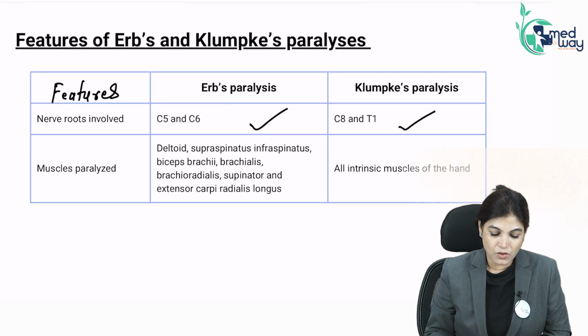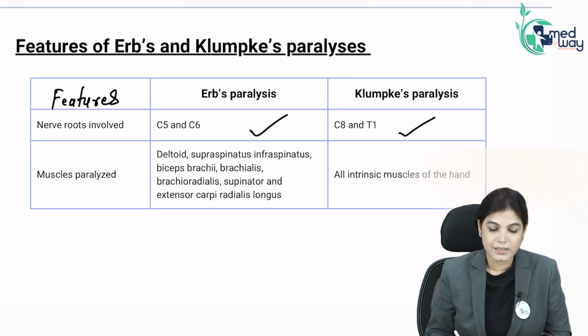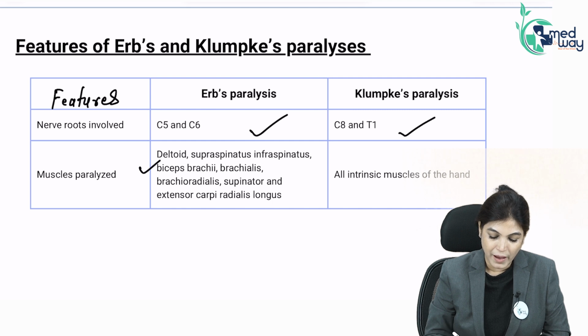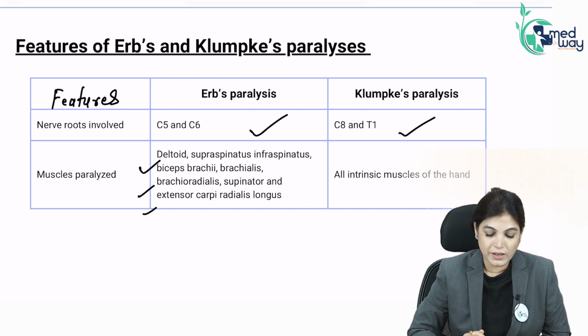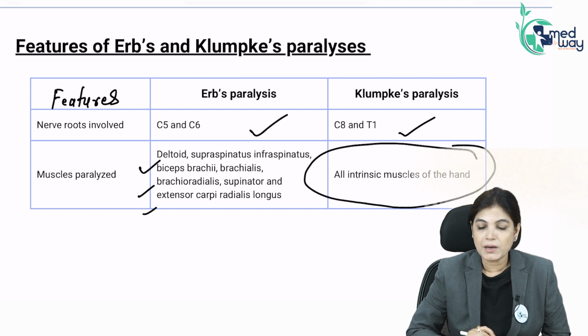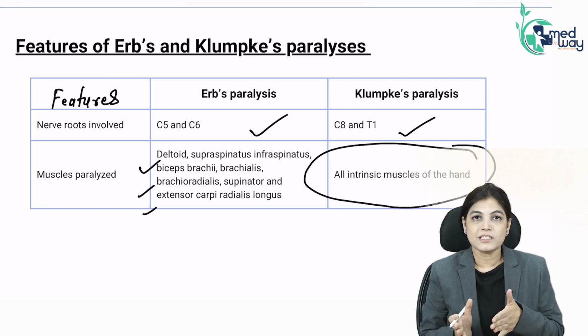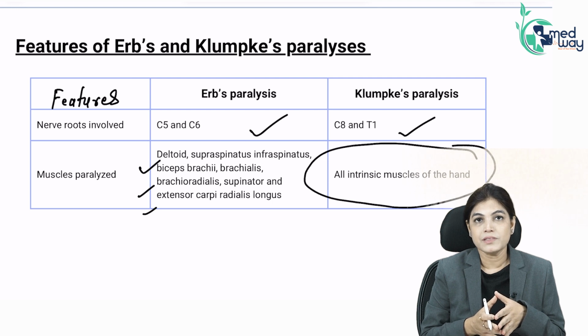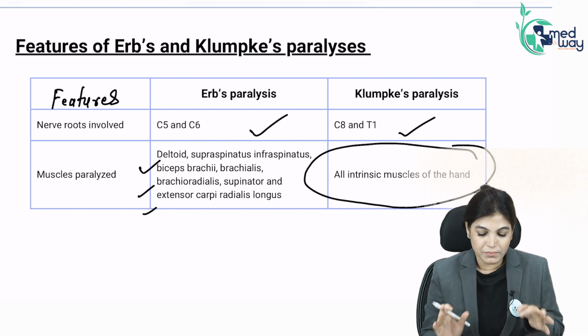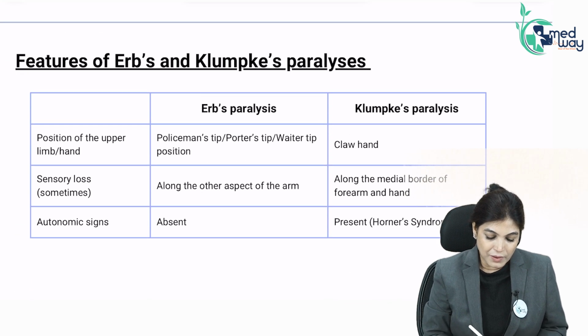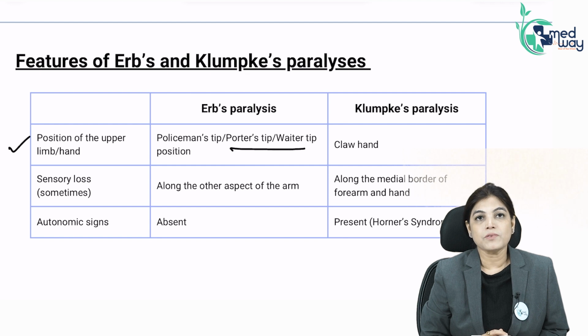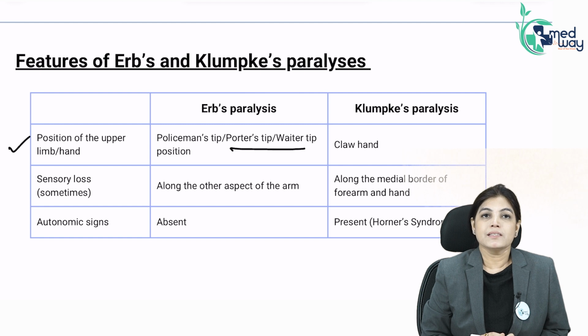Muscles paralyzed in the case of Erb's paralysis are mainly the deltoid, supraspinatus, infraspinatus, extensor carpi radialis longus, brachioradialis, and brachialis muscle. The muscles paralyzed in case of C8 and T1 involvement are those supplied by the ulnar nerve, which primarily gives innervation to the small intrinsic muscles of the hand, so all of those will be paralyzed. The position of the hand in upper trunk brachial plexus injury is the policeman tip, porter tip or waiter tip deformity. The arm is hanging by the side of the body, medially rotated and adducted, and the forearm is extended and pronated.